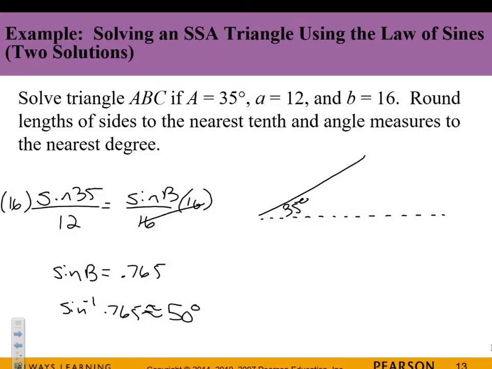35 degrees. That means that my other angle is 50 degrees. That is an acute angle. I cut my angle here. According to my math, the other angle is 50 degrees, right? Yes. Which means it's going to look something like this. Do you guys remember the ambiguous case?